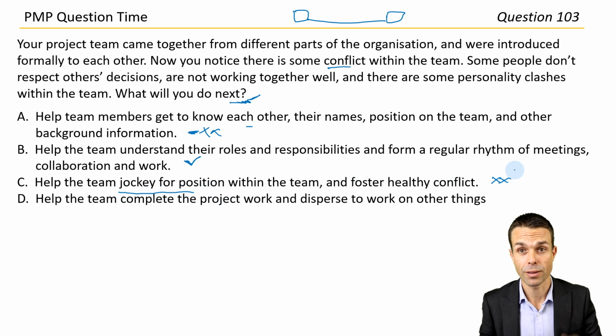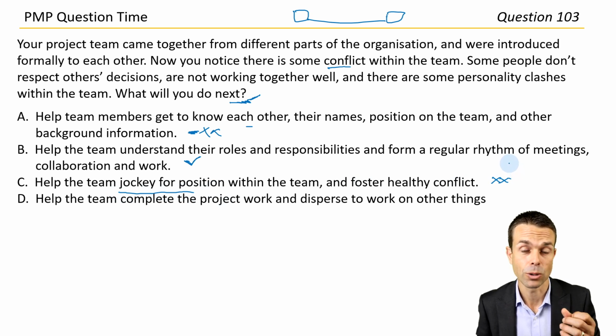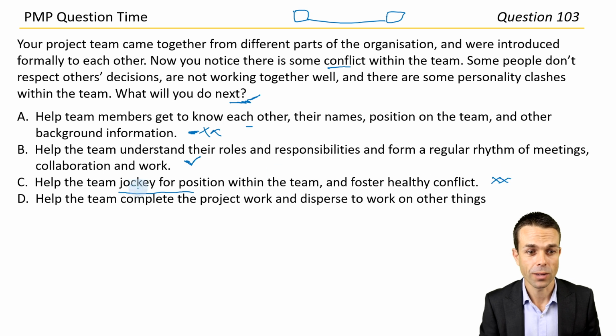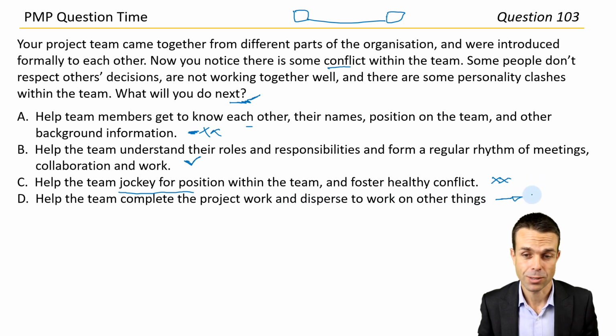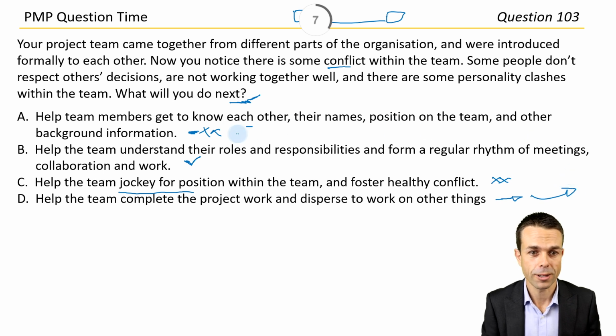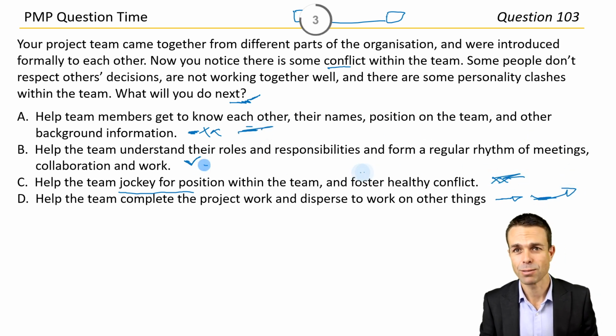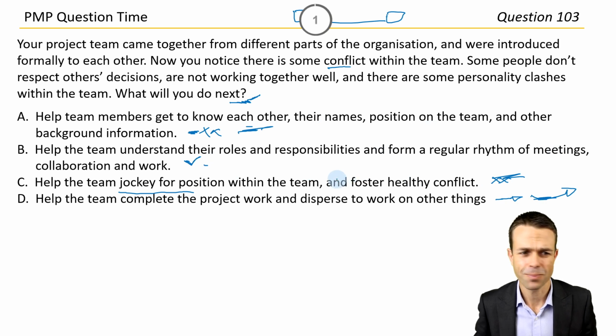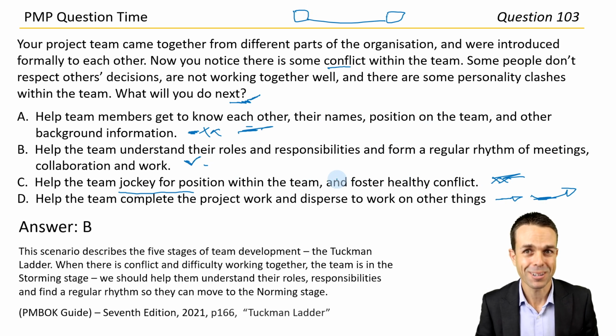Conflict can definitely be healthy, but only if we're working towards an outcome or a solution together, not competing against each other. So last one, help the team complete project work and disperse onto other things. I think that's adjourning, perhaps. I hope I'm on the right track here, but that's when we've finished and then we can leave the project. But if we've already done this one, we don't want that one. That one's at the end. Then that really just leaves answer B. So let's try that one. Okay, pretty good. We got there by elimination, which is nice.